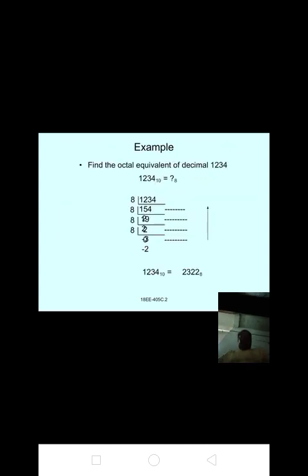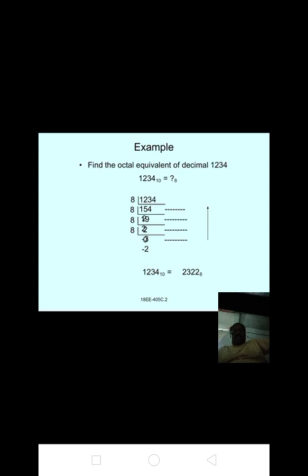Here I have given an example also. Find the octal equivalent of decimal 1234. 1234 base 10 is to be converted into an octal number. 8 1s are 8, 8 2s are 16, 8 5s are 40, 8 4s are 32. You get the remainder 2. Quotient is 154.